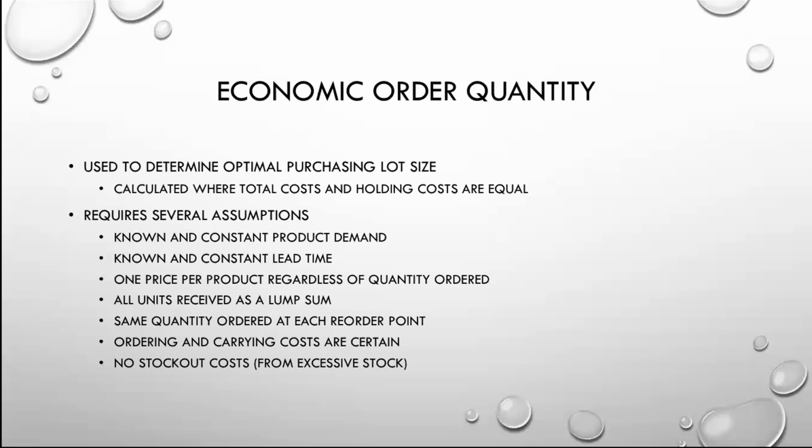So the same quantity ordered at each reorder point. So sometimes you may calculate EOQ for 4 reorder points. So let's say you have four times you order products in a year. EOQ is typically used for yearly, but you can use it for any time period. So if you have 4 reorder points in the year, you just create 4 of these EOQs. You can't just create one to cover all 4. That's important.